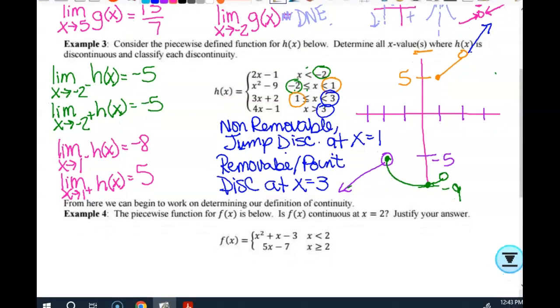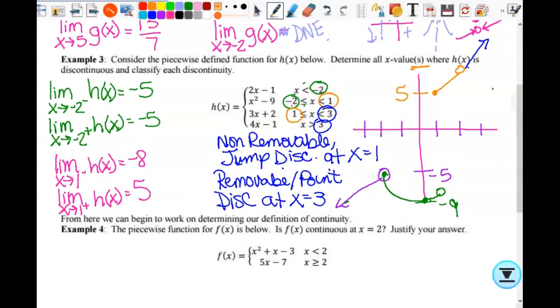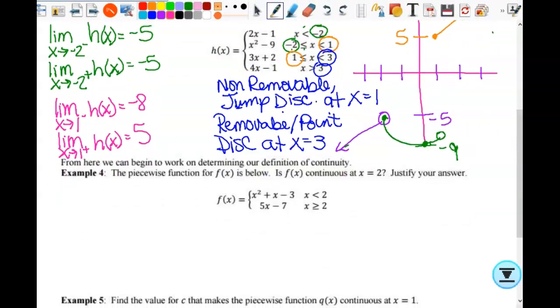The next part we had was 3, so the limit as x approaches 3 from the left of h of x, we approach it from the left, what was our limit? 11. The limit as x approaches 3 from the right of h of x is what? 11.